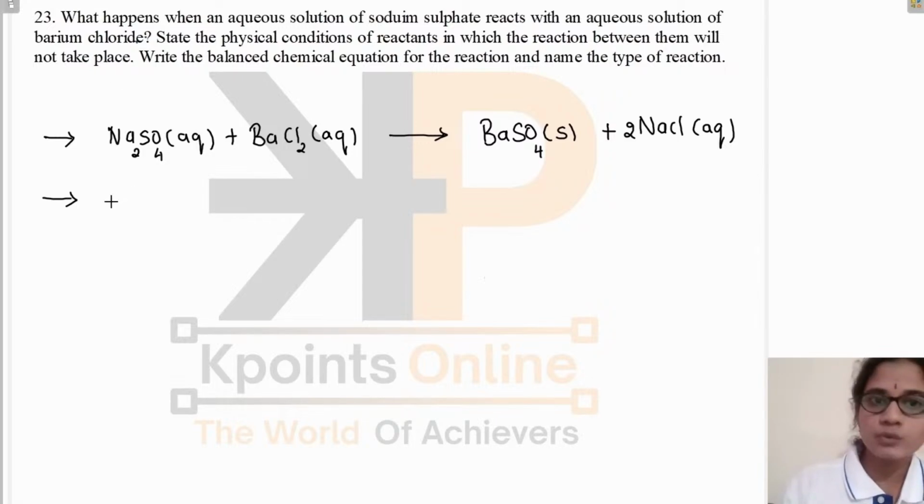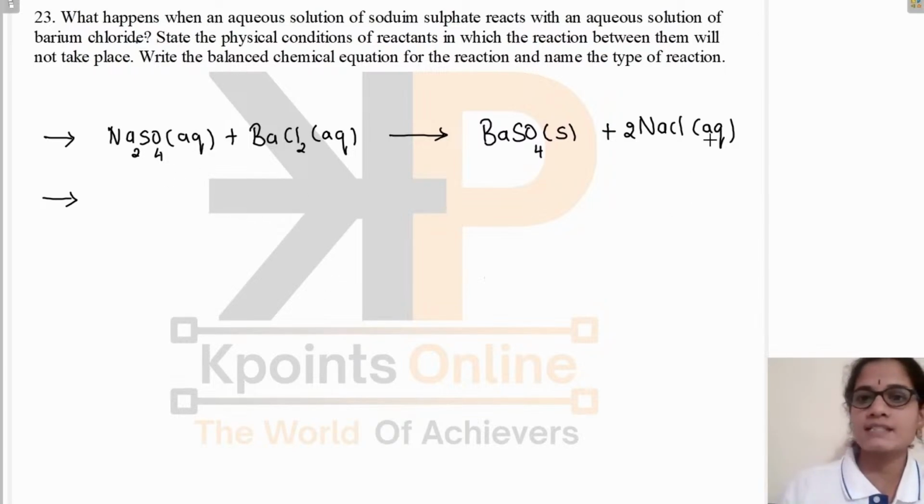This reaction will not take place in the solid form. When the reactants are in the solid form, the reaction will not take place because there is no formation of ions there. If the ions are not formed, then there will be no exchange of ions. So the reaction will not take place.